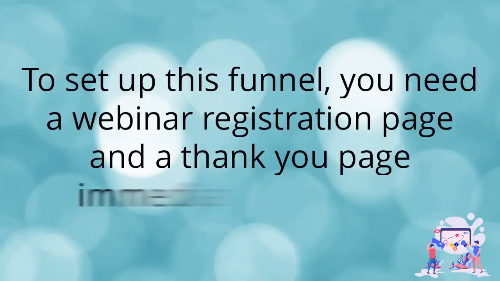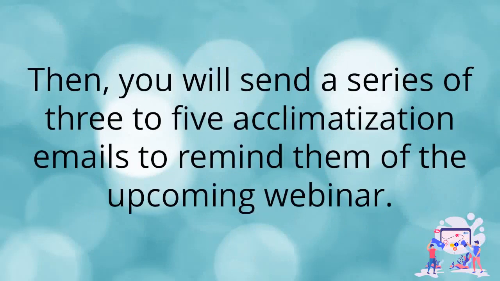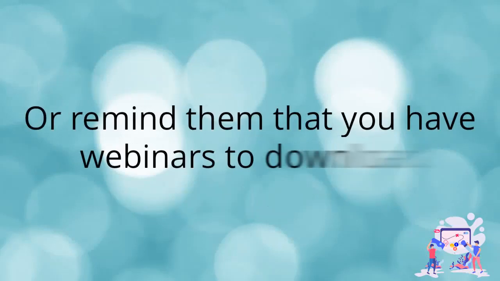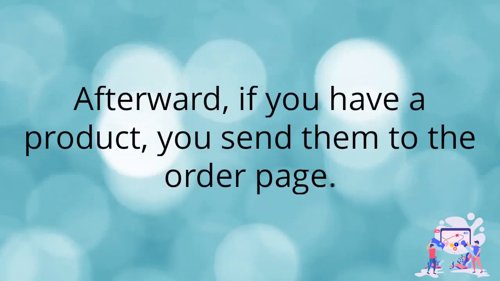To set up this funnel, you need a webinar registration page and a thank you page immediately afterward. Then, you will send a series of 3 to 5 acclimatization emails to remind them of the upcoming webinar. Or remind them that you have webinars to download. Finally, you send them either to the live webinar area or the auto webinar area. Afterward, if you have a product, you send them to the order page.